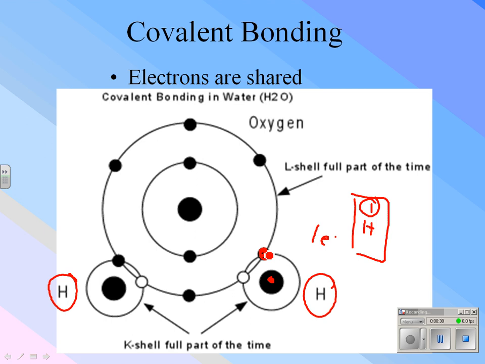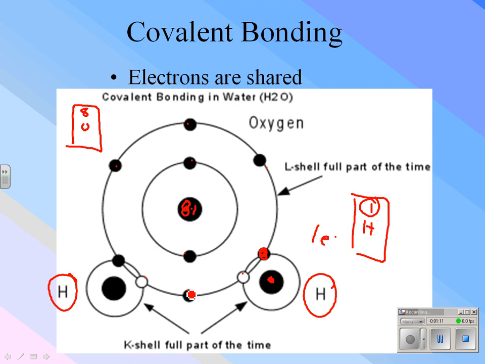Okay? Oxygen, its atomic number in the periodic table is 8. That means it has 8 protons in its nucleus. And 1, 2, 3, 4, 5, 6, 7, 8 electrons in its outermost energy level. 8 electrons.